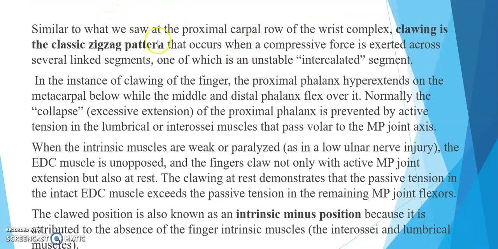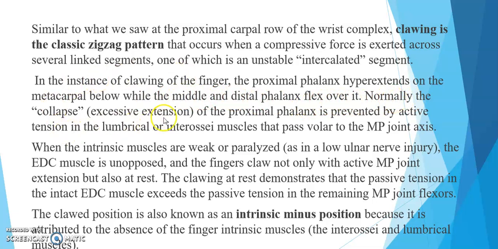Similar to what we saw at the proximal carpal row of the wrist complex, clawing is a classic zigzag, like a Z, and it occurs when a compressive force is exerted across several linked segments, one of which is an unstable intercalated segment. In clawing of the finger, the proximal phalanx hyperextends on the metacarpal below, while the middle and distal phalanges flex over it.